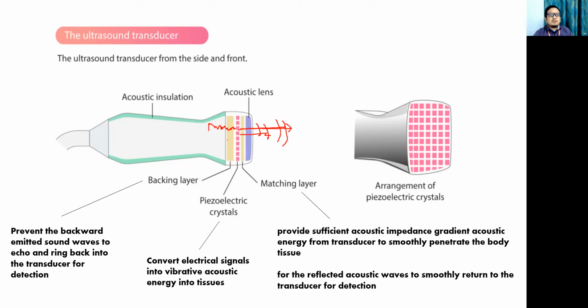from going backward. Okay, and then the matching layer is to provide a sufficient acoustic impedance gradient for acoustic energy from the transducer to smoothly penetrate the body tissue, and it also functions for the reflected acoustic wave to smoothly return to the transducer for detection. When the ultrasound is reflected back, the matching layer will focus and concentrate the energy into the piezoelectric crystal for the crystal to convert the energy back into an electrical signal.